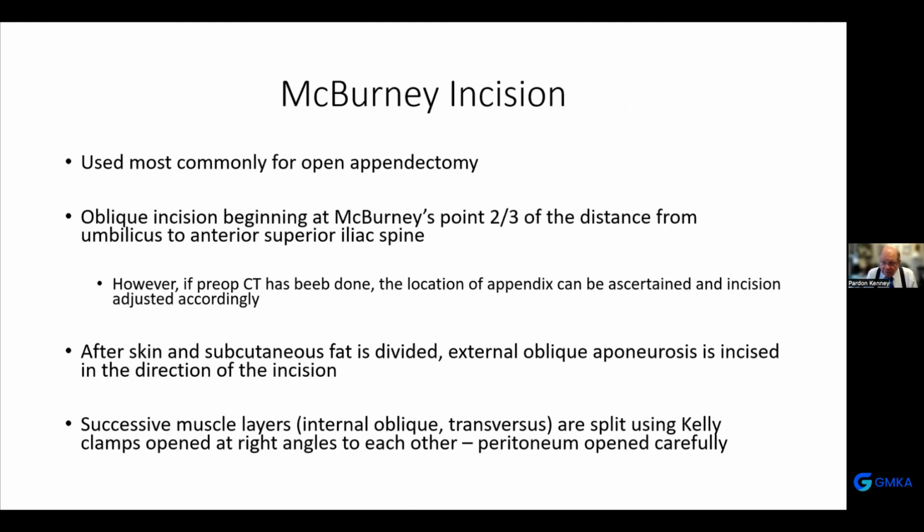It's fairly small. It begins at McBurney's point, which is about 2/3 of the distance from the umbilicus to the anterior superior iliac spine. Now, there's an important point here, and that is that if a CAT scan has already been done and has made the diagnosis of appendicitis, you might find that this incision's in the wrong place where I just described it. You might find it's more useful to go higher or lower because you want to obviously make the incision right over the appendix.